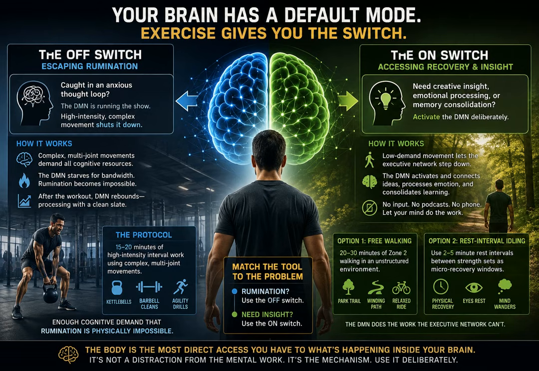The practical protocol is 15 to 20 minutes of high-intensity interval work using complex multi-joint movements: barbell cleans, kettlebell snatches, agility work. Enough cognitive demand that rumination becomes physically impossible. The format used in popular boutique-style fitness studios, for example F45, works particularly well here because the overhead screens, countdown timers, and set station rotations force continuous cognitive engagement. The participant cannot drift. The rumination loop has no room to operate.